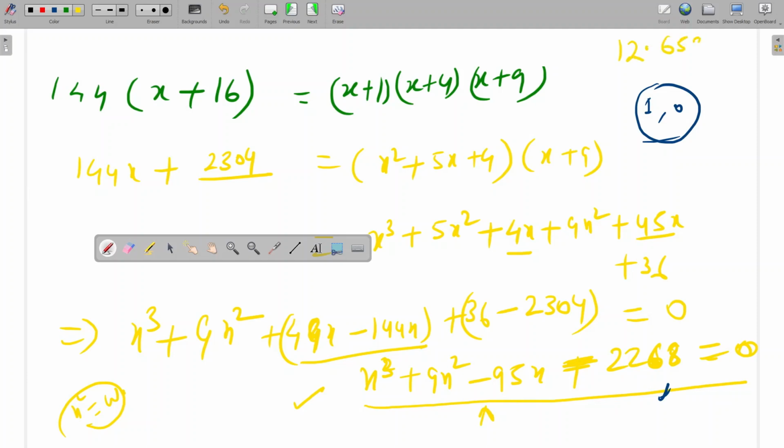12.658. X1 value, I'm getting this one. The other two values are complex, so they will not be considered. So what will be the square root of this one? Under root 12.658, I'm getting 3.55.